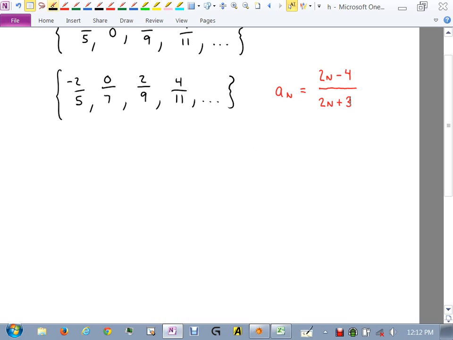But let's try another one. That would be a convergent sequence, yes. Yep, and we will do that probably next class. Okay, how about this one?